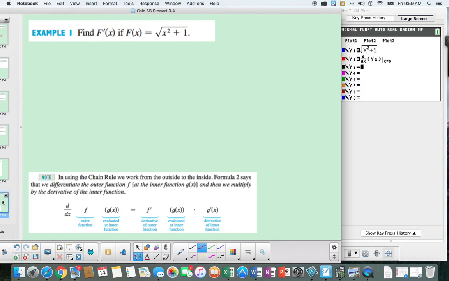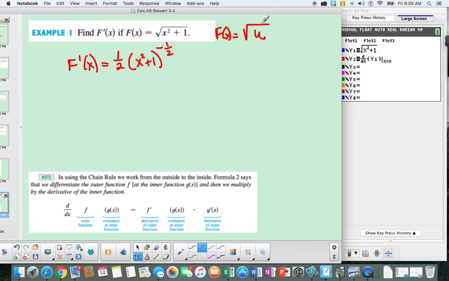All right, let's go ahead and do a problem. So we go through this process right here. f prime of x is going to be the derivative of the outer function, and the outer function is root u. So it's the square root function that's the outer function, and u is just this part right here, the inner function. So I'm going to do 1/2, and I'm going to use the inner function, x squared plus 1, to the negative 1/2 power.